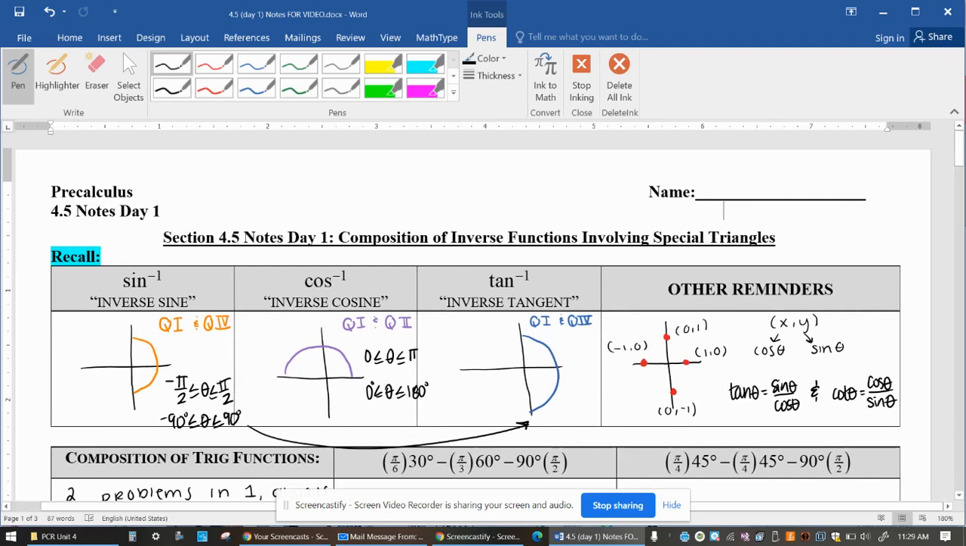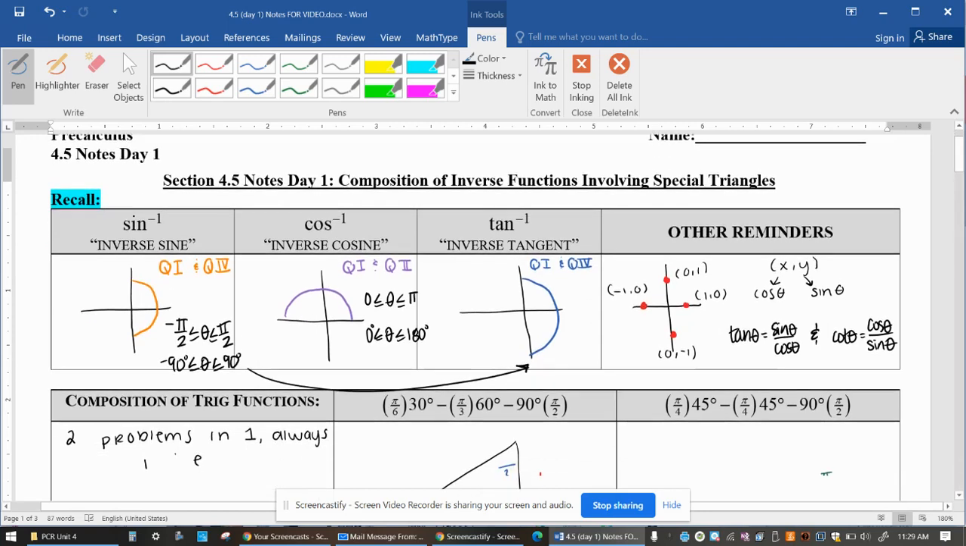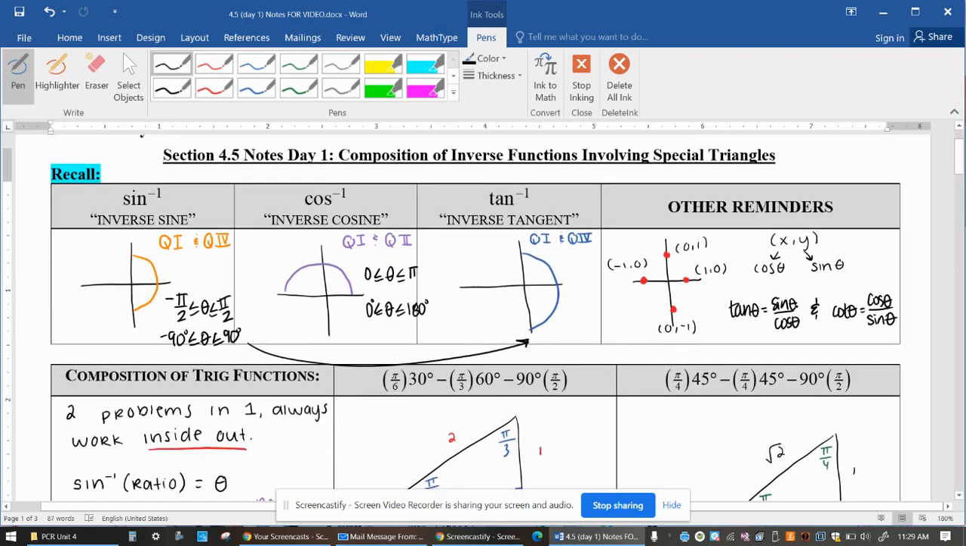Along with that, it is going to be important for you guys to remember the properties of quadrantal angles, the ones that land on the x or y axis, and the fact that their coordinates are cosine comma sine. Tangent, remember, is the ratio of sine over cosine, y over x, and cotangent, which is its reciprocal, would be cosine over sine, x over y.